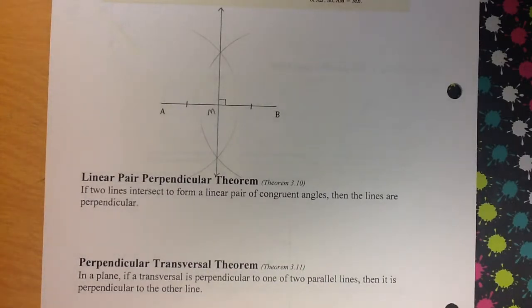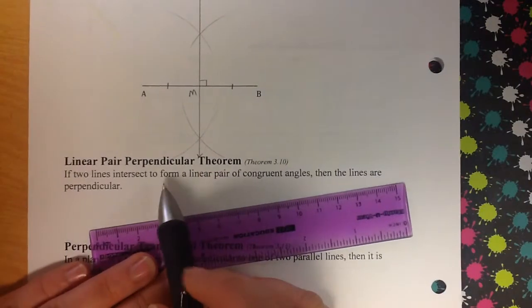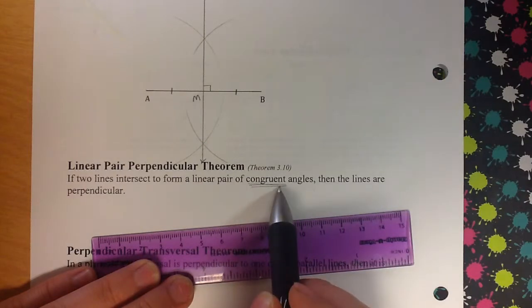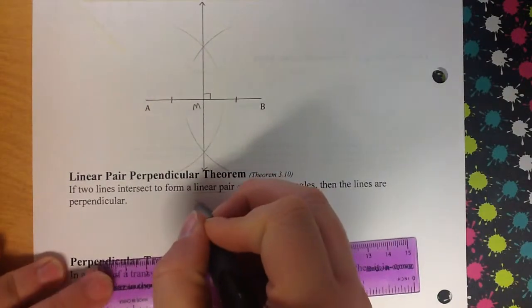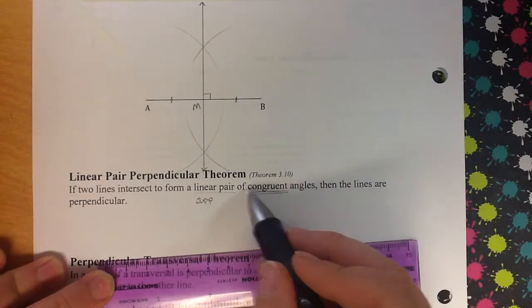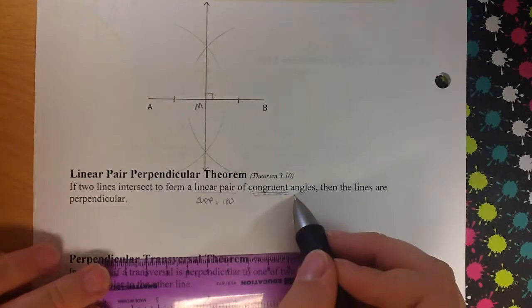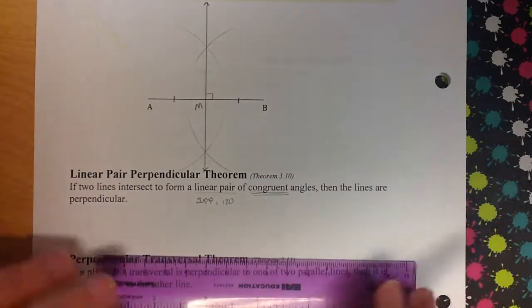Okay, now we have some new theorems. We've got 3 new theorems today. The first one is the linear pair perpendicular theorem. If 2 lines intersect to form a linear pair of congruent angles, well, we know that by the linear pair postulate they're supplementary, meaning they add up to 180. If they're congruent, then they have to be the same measure, so each one would have to be 90.